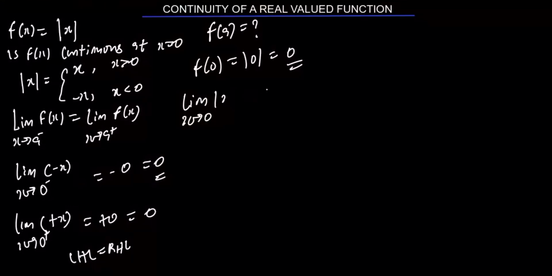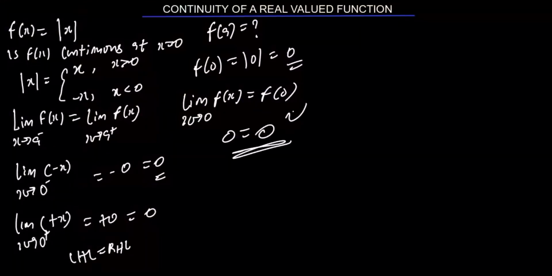That is, let's see if the limit as x tends to 0 of f of x is equal to f of 0, the last condition. Are they equal? Let's check. What's the limit as x tends to 0 of f of x? 0. And what's f of 0? 0. Now, since this holds, then this function is continuous. Yeah, it's continuous.